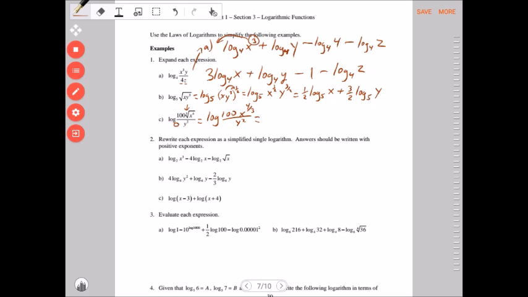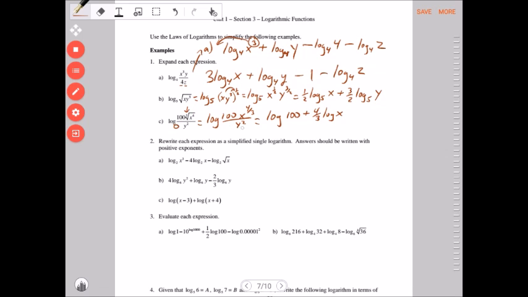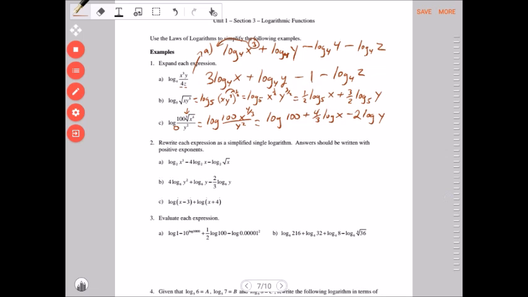We get rid of that root, turn it into an exponent. So this is going to be log 100 plus, okay, so we separate out the x to the 4/3. So that 4/3 is going to jump down in front of its log. So 4/3 log x. And now the y squared is on the bottom, so it's going to be a subtracting log. Okay, and then that 2 will jump down in front of it. So minus 2 log y. Now remember, these are all base 10s. So base 10, base 10, base 10.